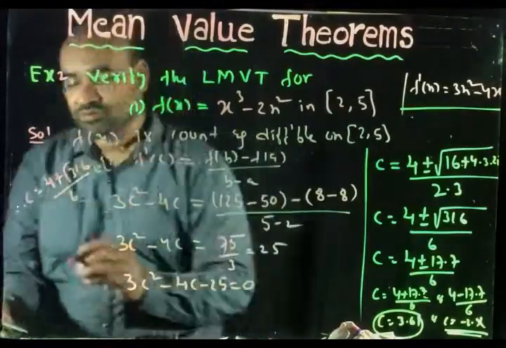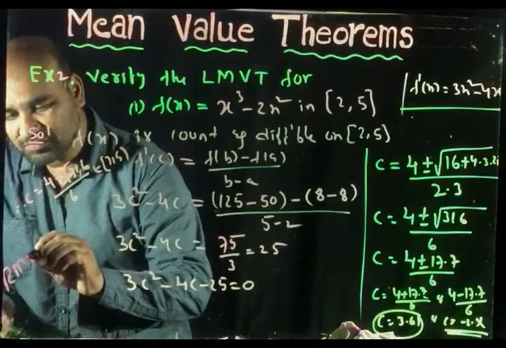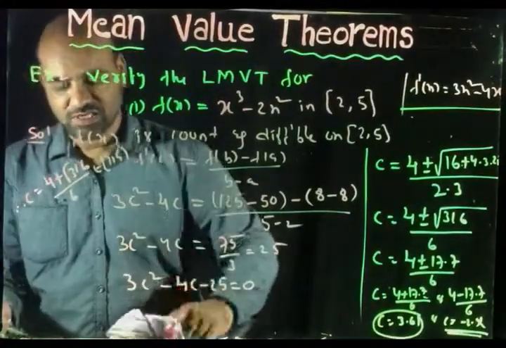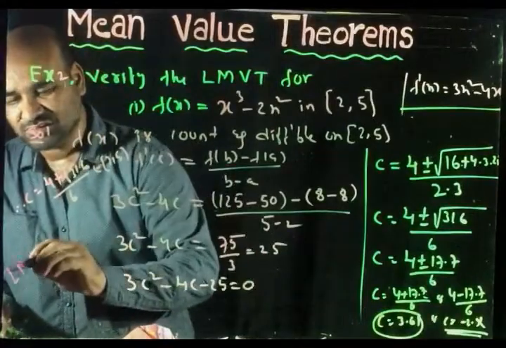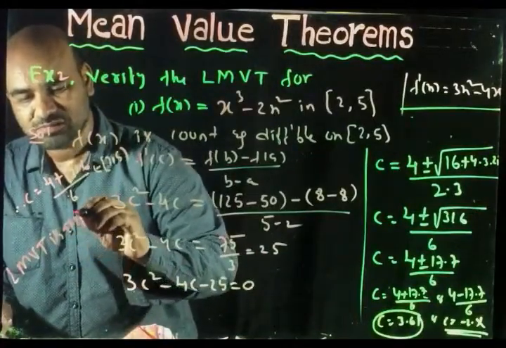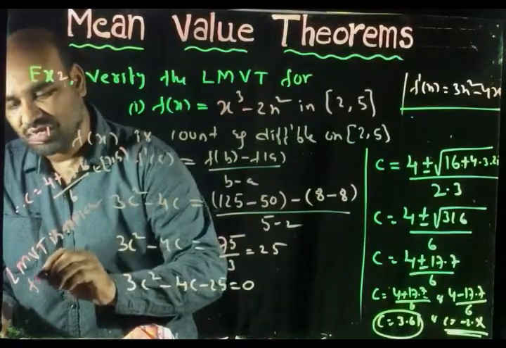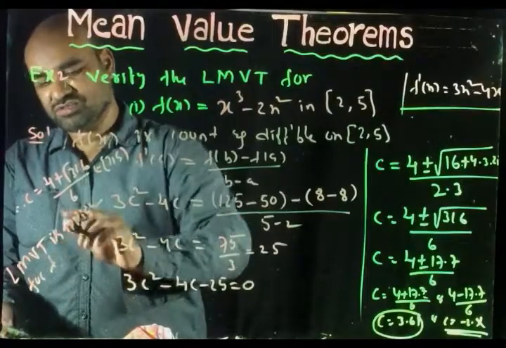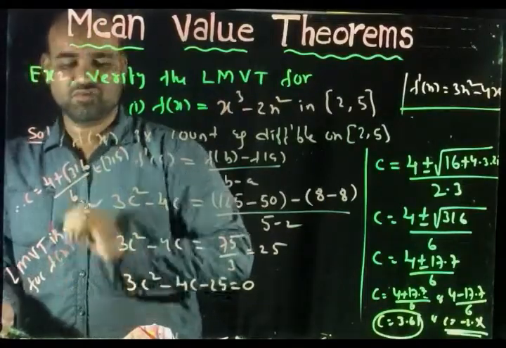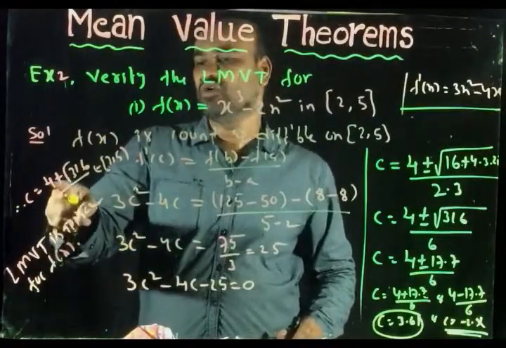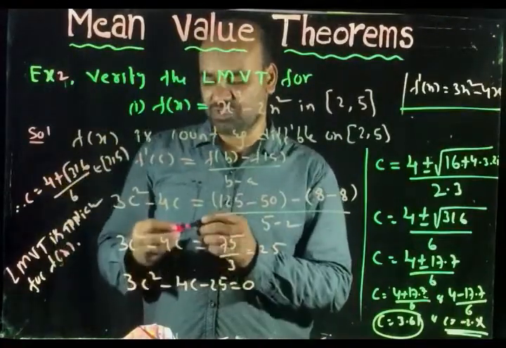Means that LMVT is applicable for f of x. Sometimes they will ask what c is. I can say that c equal to 4 plus root 316 by 6.